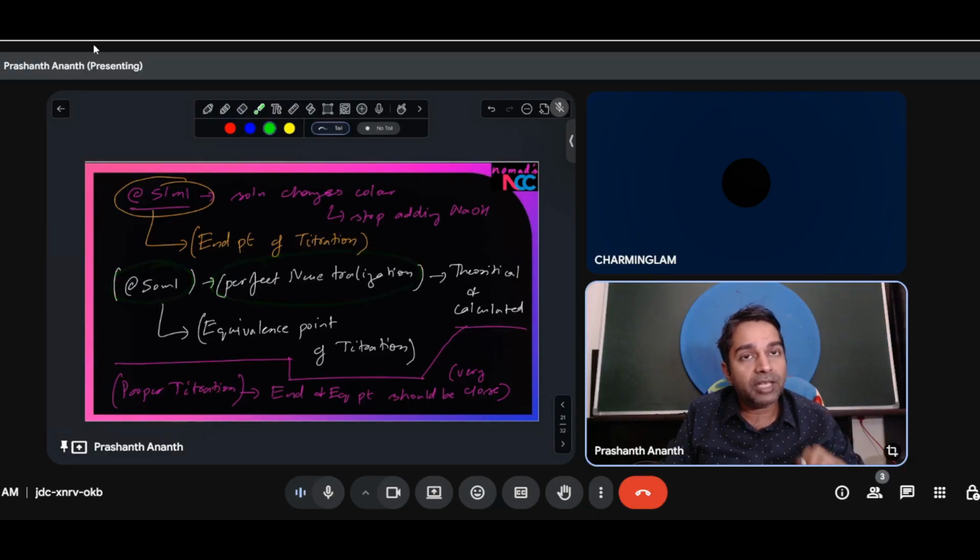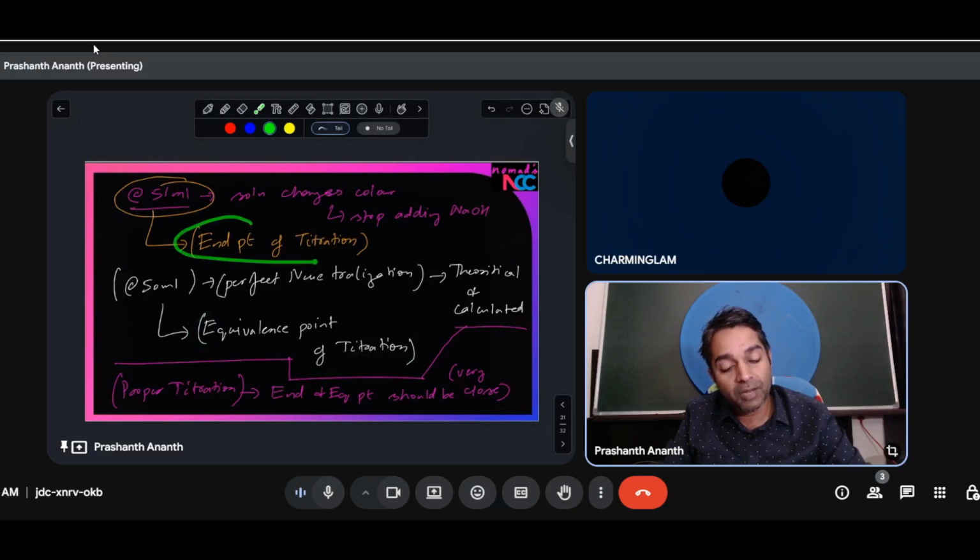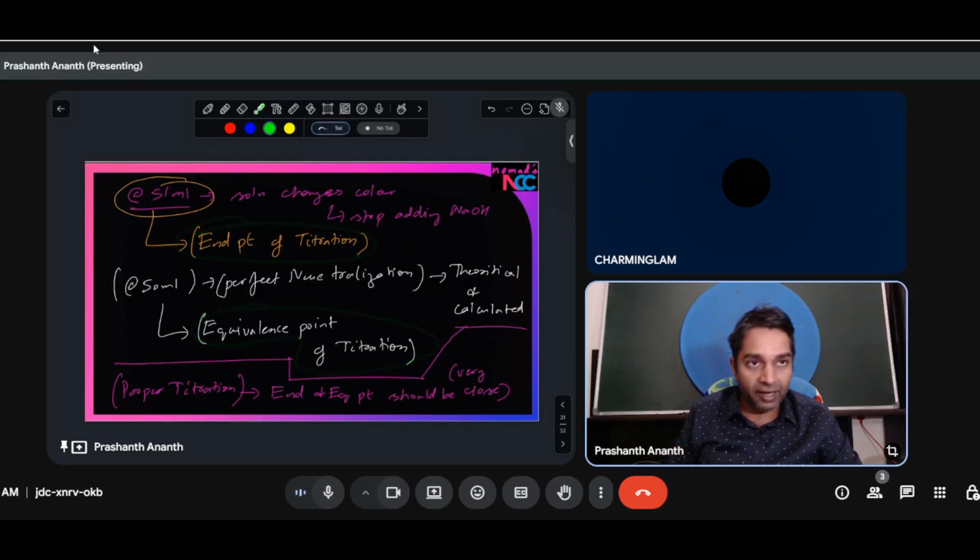That perfect neutralization is the exact point of neutralization theoretically and via calculations, and hence it is called the equivalence point of the titration. So we have two different names here: one called the end point and one called the equivalence point. In any good titration, the idea is that the end point and equivalence point should be very close.